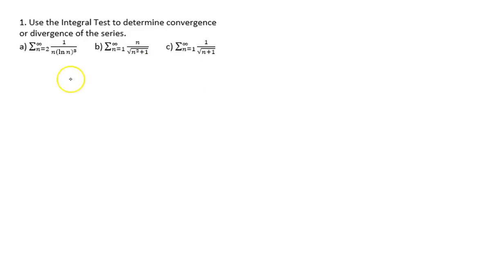Okay, last question. We have the integral from 1 to infinity of 1 over square root of n plus 1 dn. And the square root is the 1/2 power, and since it's in the denominator, we can rewrite this as n plus 1 to the negative 1/2 power.